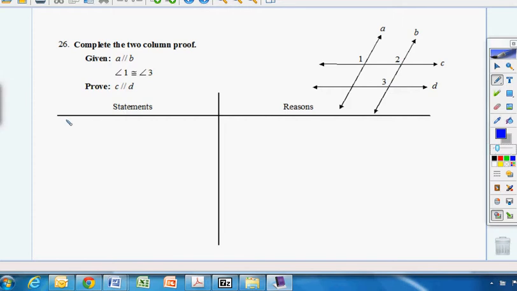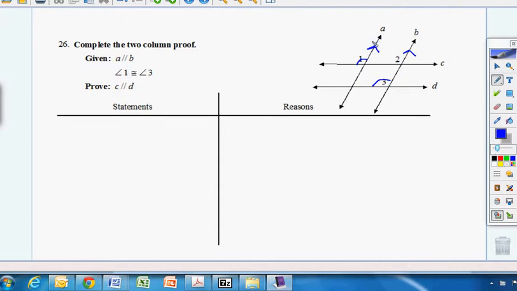To the proofs. Okay, so we are given A is parallel to B. I know these two are parallel, and angle 1 is going to be congruent to angle 2. Oh, I'm sorry, angle 3. Angle 1 is congruent to angle 3. Okay, so we need to prove then that lines are parallel.